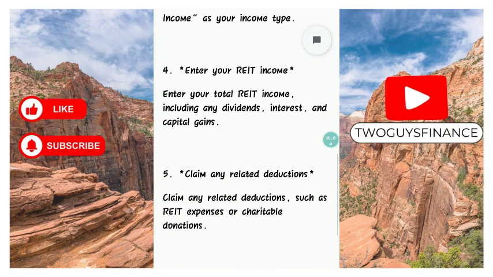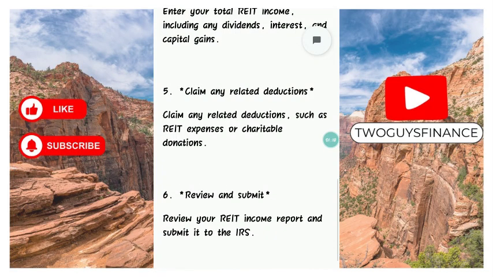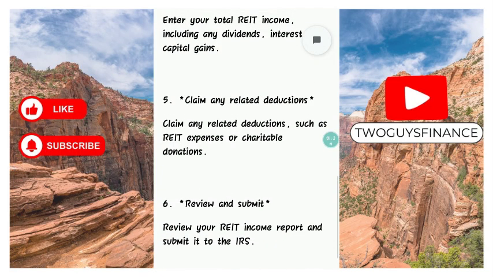Next, you're going to claim any related deductions such as real estate investment trust expenses or charitable donations. Final step is going to be to review your real estate investment trust income report, and if it's accurate, then just make sure that everything is as it should be, and if it is, you go ahead and submit it to the IRS and they're going to take care of the rest for you.